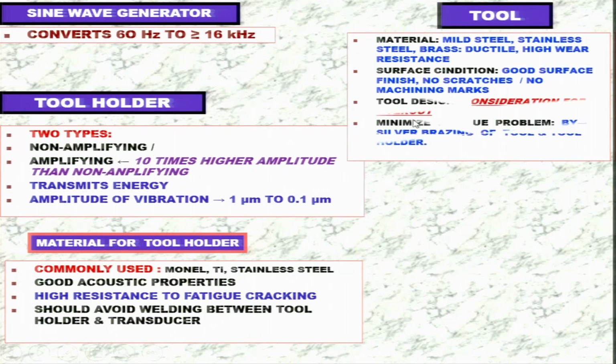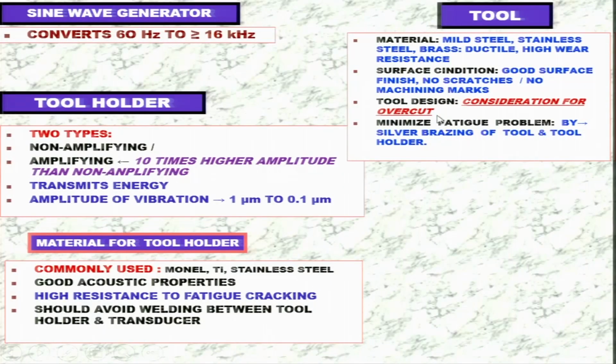Tool design considerations for overcut should be given because whenever you are doing ultrasonic machining or ultrasonic micromachining, whatever is the size of the tool, whatever cavity you are getting, it will be slightly larger than the size of the tool, and that is what is known as overcut. So overcut should be taken into consideration while designing the tool for ultrasonic machining as well as ultrasonic micromachining. Minimize fatigue problem by silver brazing of tool and tool holder.